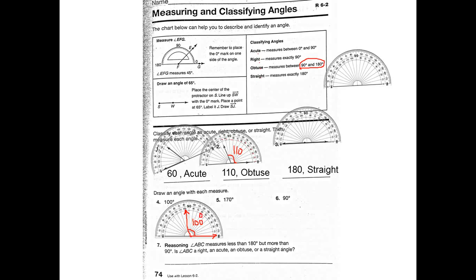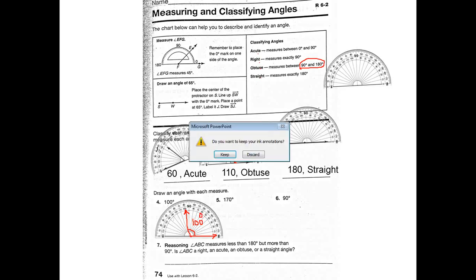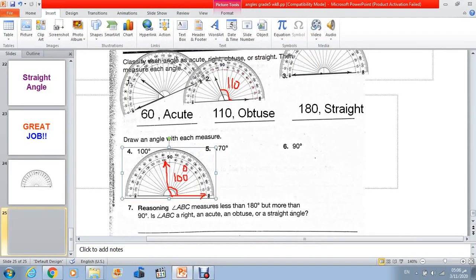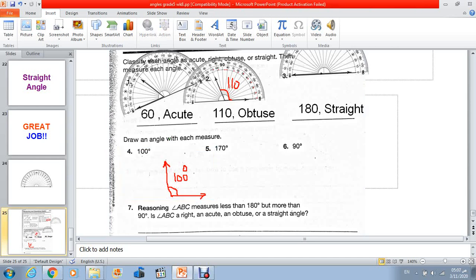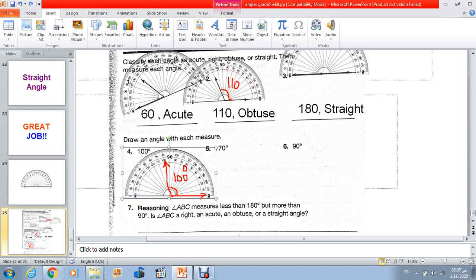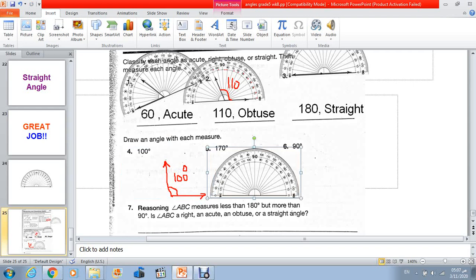Okay, so again, this is a 100-degree angle. That's how we draw it. If you want, you may remove the protractor after that. Okay, you can see how it looks. I'm just keeping it right now. I will take the protractor and go to the next question, which is 170.